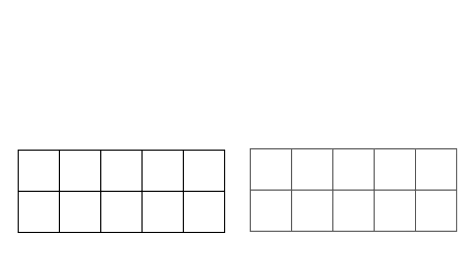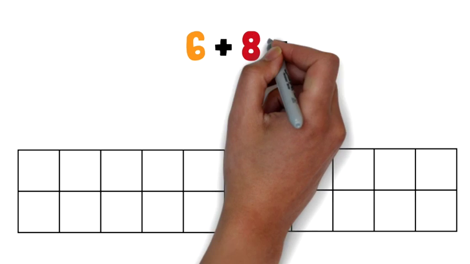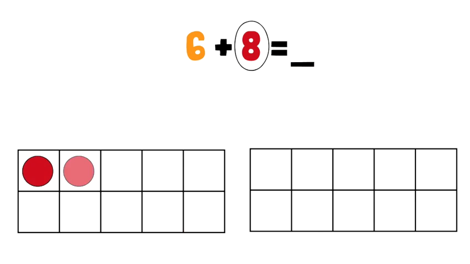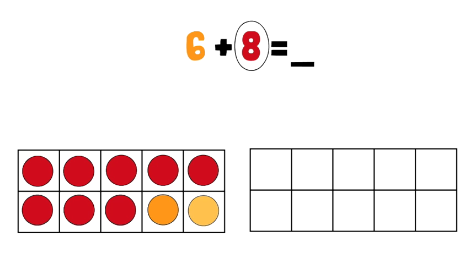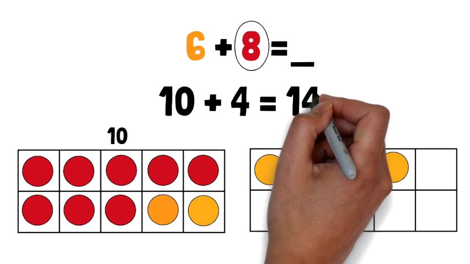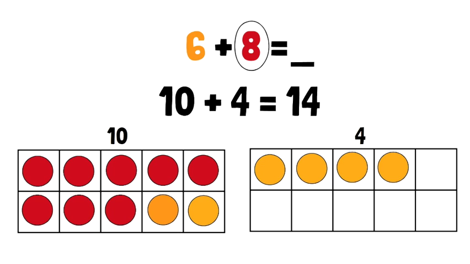Let's try the same thing with 6 plus 8. Circle the greater addend, which is 8. Start drawing 8 red circles in the tens frame. Then switch to yellow and draw 6 more circles. The new equation that you will see represented is 10 plus 4, which is 14. Using this as a visual is an awesome tool for your child to be able to internalize the make a 10 addition strategy.